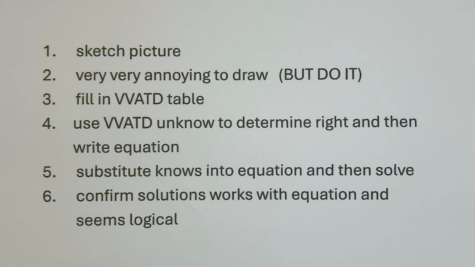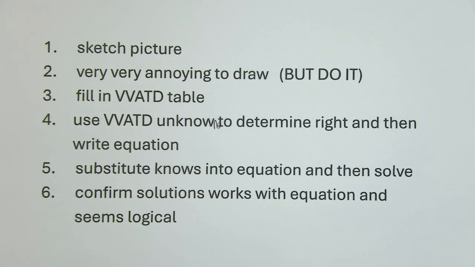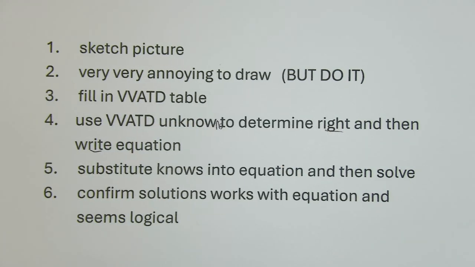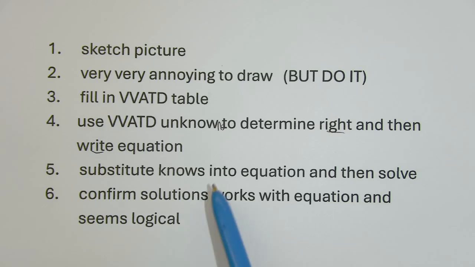Step 1 would be sketch a picture. Step 2, very, very annoying to draw, but do it. Step 3, fill in the very, very annoying to draw table. Step 4, use the table unknowns. There's a typo there. Unknowns to determine, right, and then write the right equation, and then you need to write the equation. Substitute in knowns into equation and then solve. Confirm solution works with equation and seems logical.